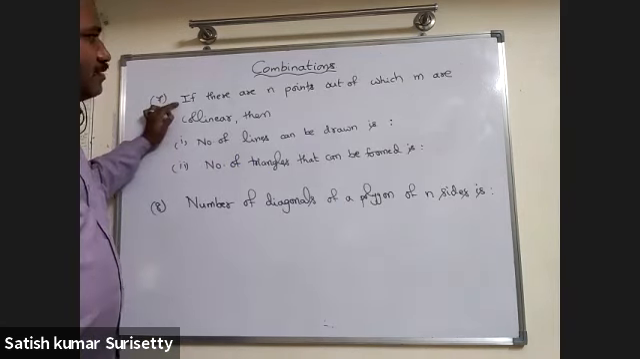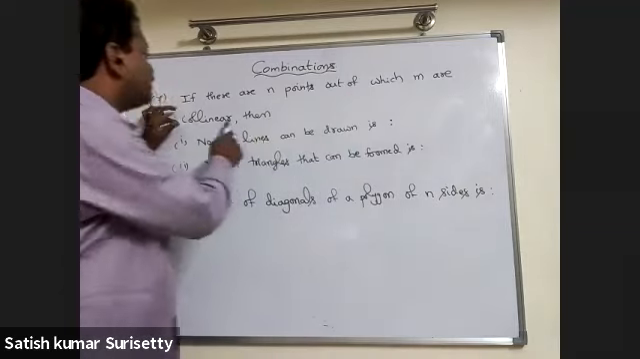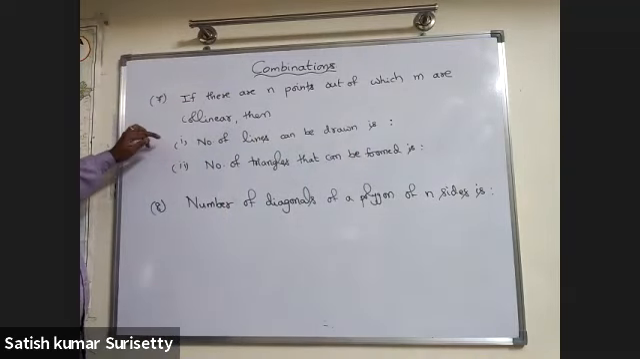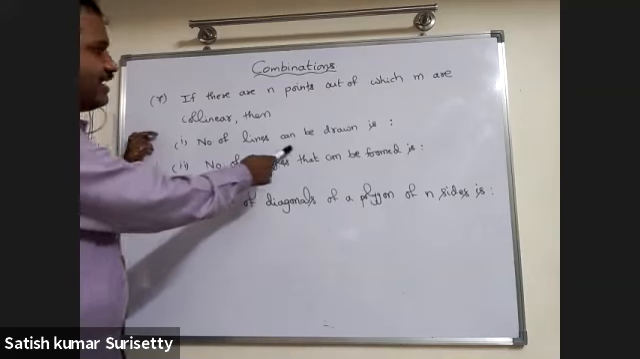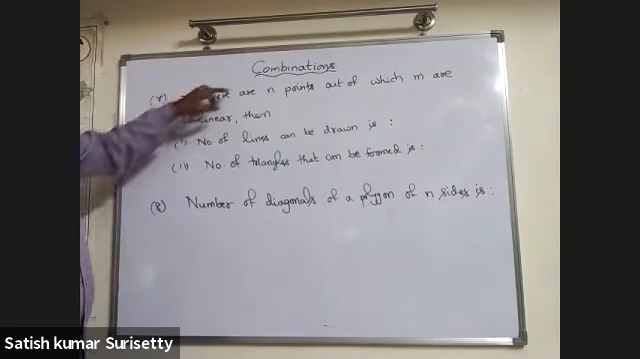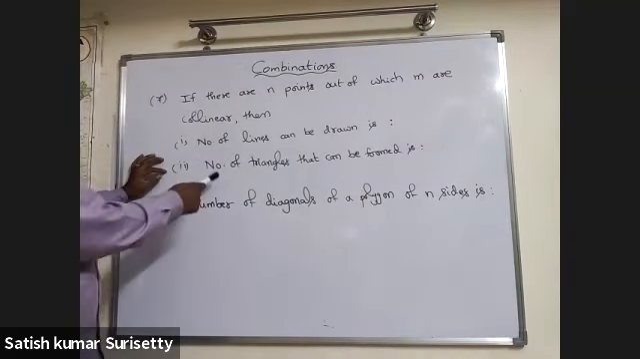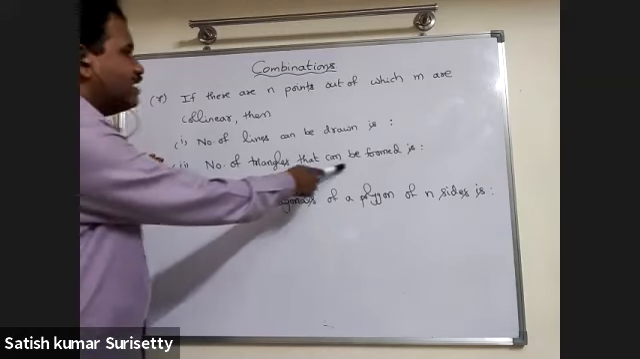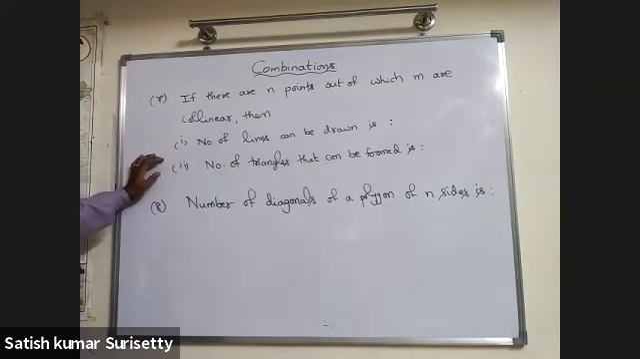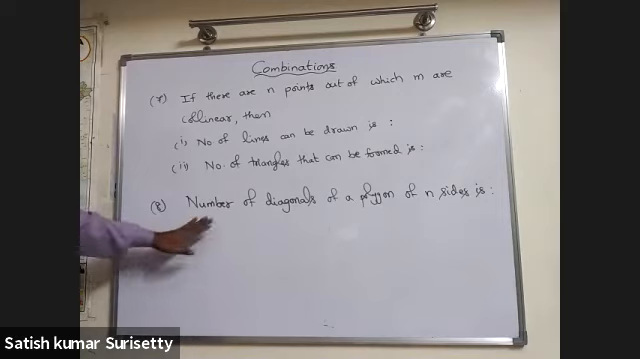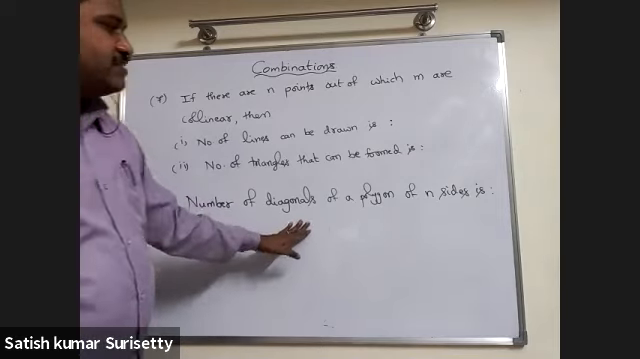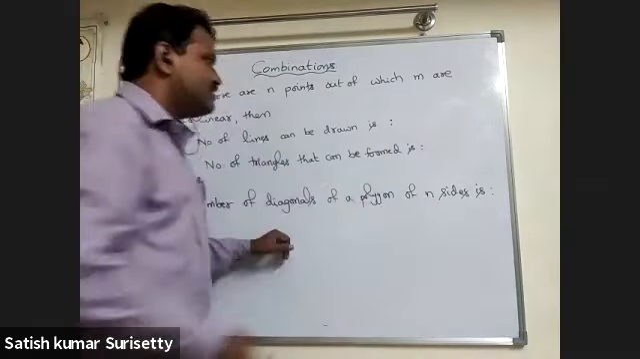If there are n points out of which m are collinear, then how do we find the number of lines that can be drawn passing through those points, and the number of triangles that can be formed using those points? And another one is how to find the number of diagonals of a polygon of n sides.